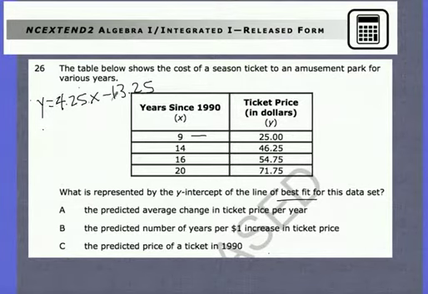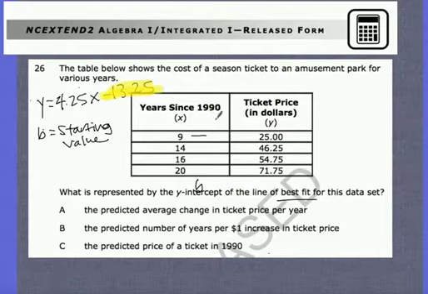So because in our linear equation, our y-intercept is always our b, that would be this number here. Remember that your b is your starting value. So what that would mean is, because our table says years since 1990, this value would represent our predicted price for a ticket in 1990. So that would be C.